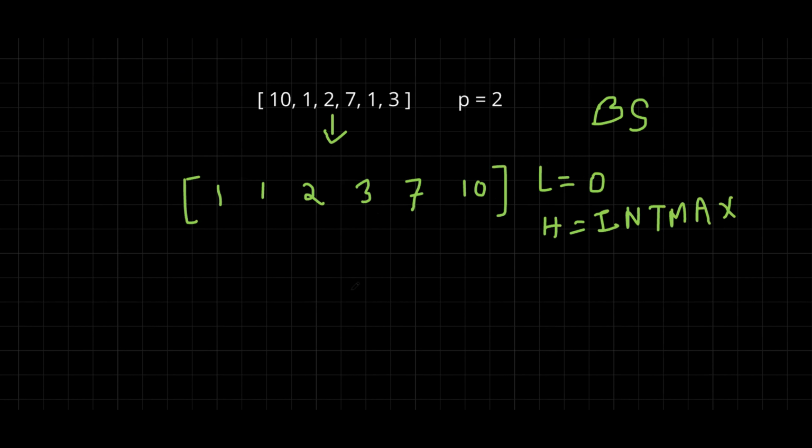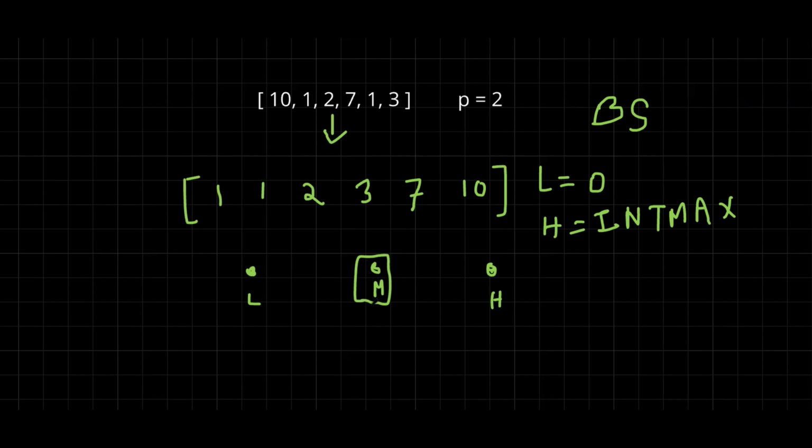We know that for the binary search, we have a low value and a high value, and we will always try to find the middle value. Now here, let's say our low value is 0 and the high value is int max. So mid will be in between these two values. Okay. Now, suppose as we have to minimize the maximum difference of p pairs, let's say our maximum difference is m, which is the mid value.